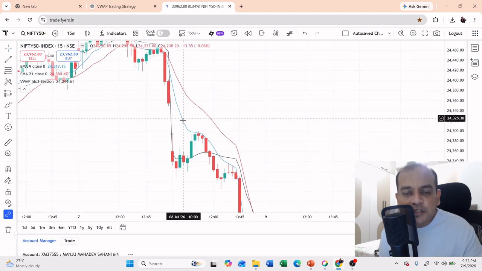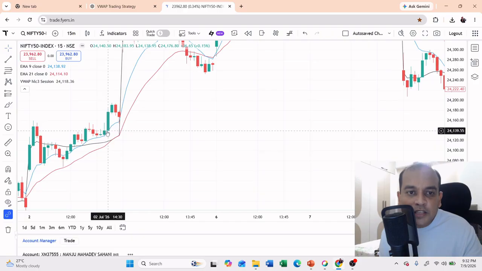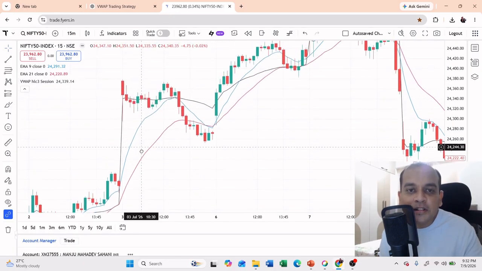Vice versa, suppose this is above, for example in this case, the fast moving average is above the slow moving average, that is the blue line is above the red line, we try to take long positions in the market. Now couple this with VWAP.